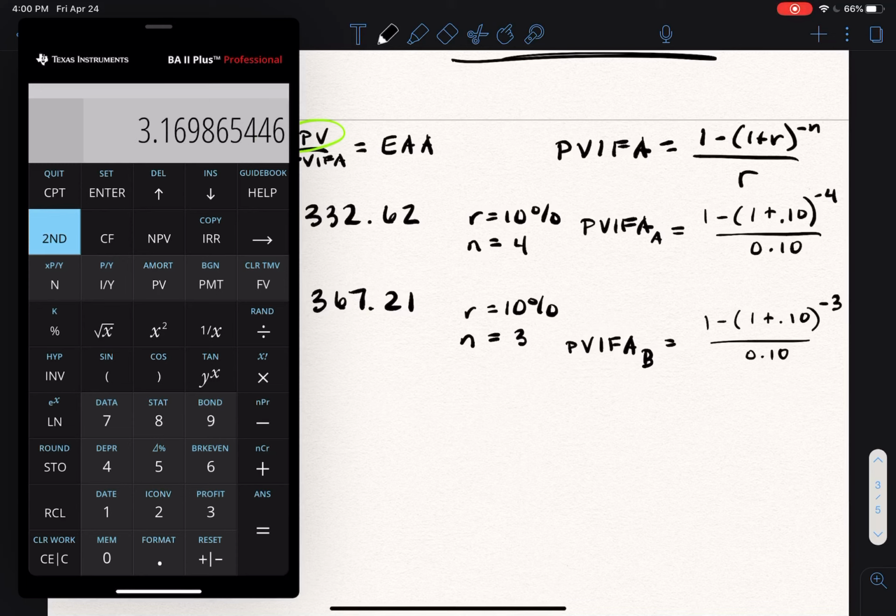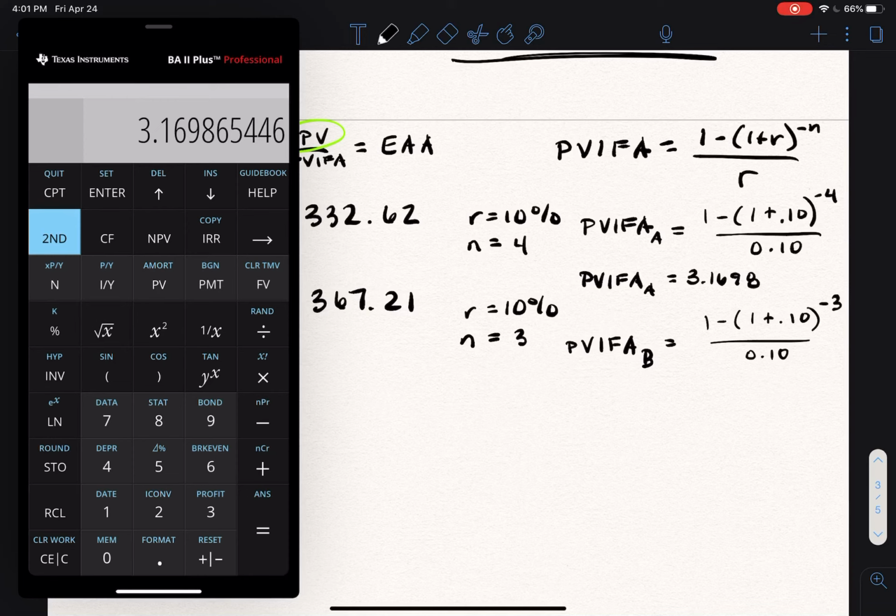And so for the first part of this problem, the present value of an annuity factor for project A is 3.16. How far do we need to go? Let's go out 4 decimals just to be safe. So 3.1698. All right. So then we're just going to do that again.